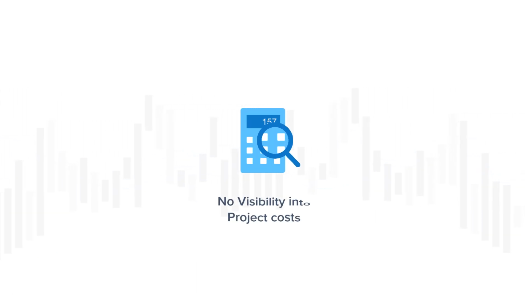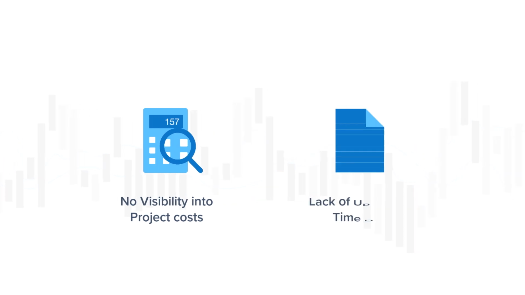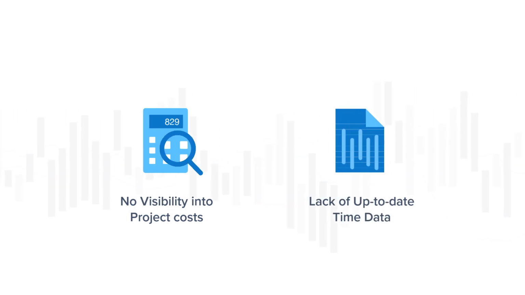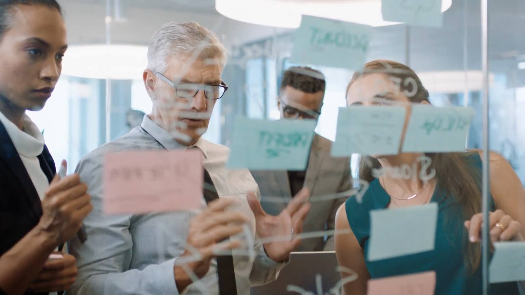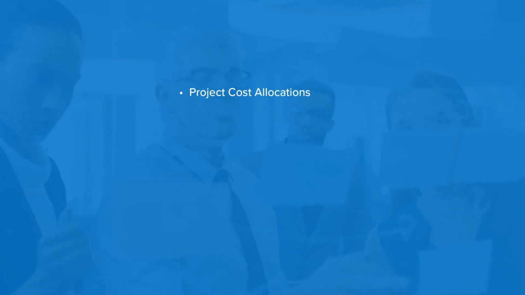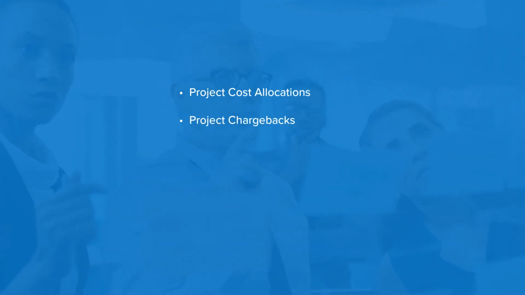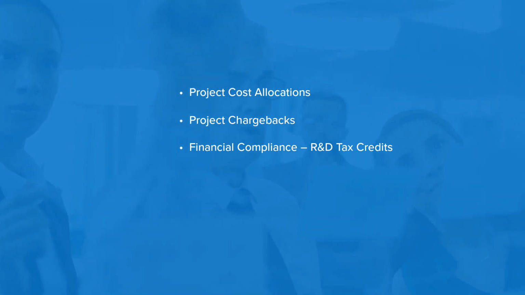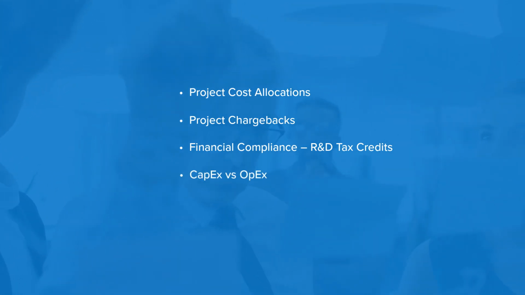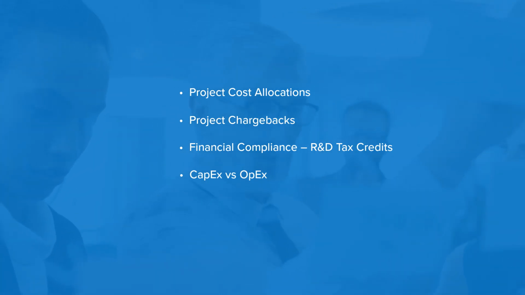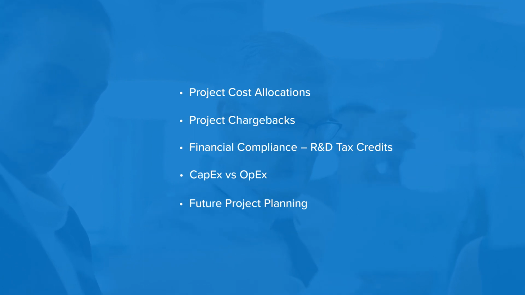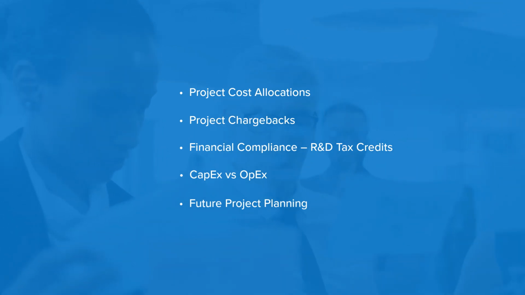There's a good chance your organization lacks visibility into accurate project costs. This is because you don't have up-to-date, consistent, or detailed time data. As a result, your business runs into some of the most preventable problems, including an inability to manage project cost allocations or chargeback internally with confidence, the lack of an auditable record for any reporting and financial compliance needs, managing CapEx versus OpEx based on estimations that need to be corrected after the fact, the inability to do accurate project planning and derive insights based on past and current data.